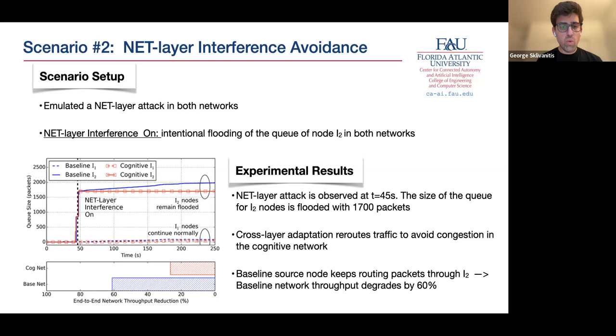What's of interest here is that the red network, the smart, cognitive network, will dynamically route the packets to the node that is not attacked by this network layer attack. It will sense that the differential backlog has increased, and it will reroute the data to the node that has less backlog, essentially.